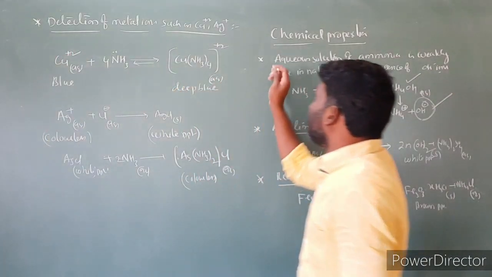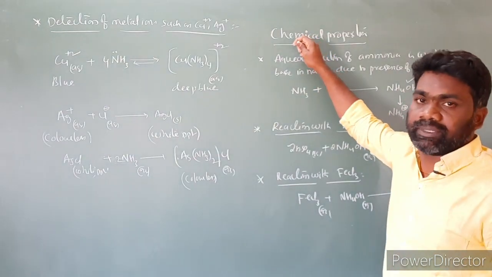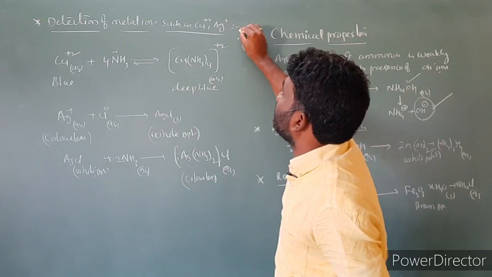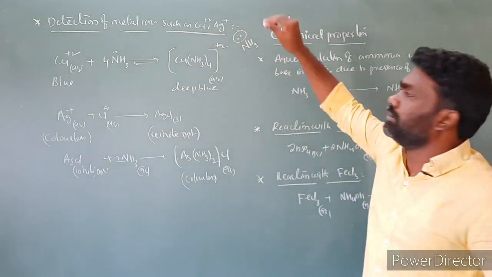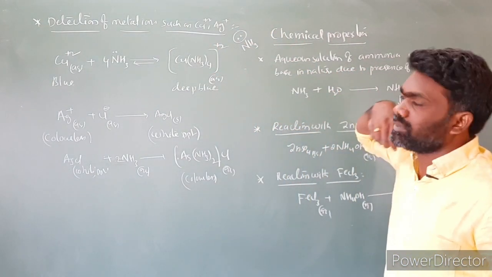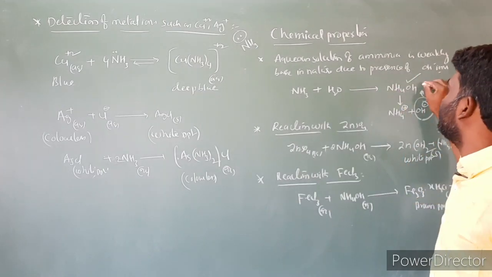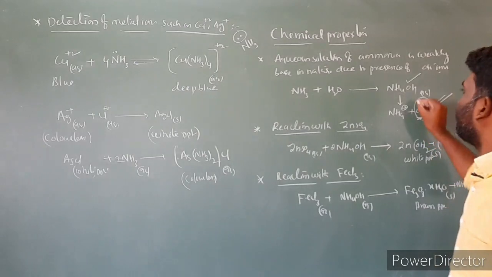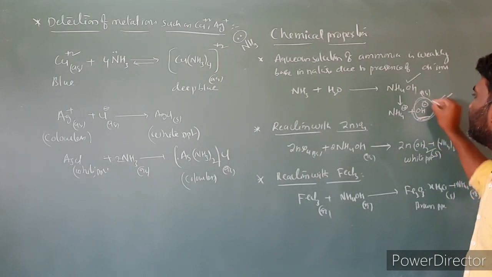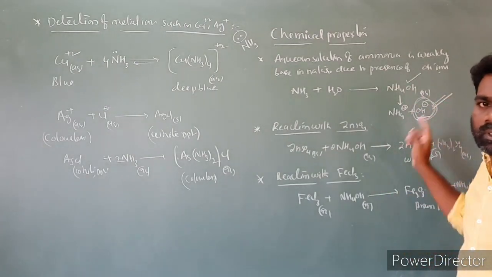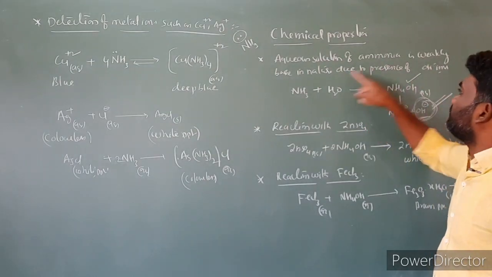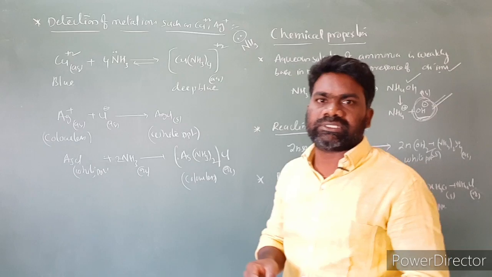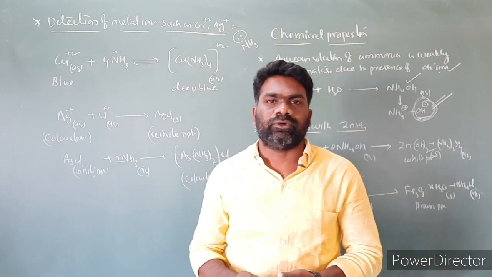In the chemical properties, ammonia can act as a base. Due to the presence of a lone pair of electrons upon the nitrogen, it can act as a Lewis base. In aqueous solution, ammonia exists in the form of ammonium hydroxide. Due to dissociation of ammonium hydroxide to OH-, the aqueous solution of ammonia is weakly basic in nature due to the presence of OH- ions. So these are the chemical properties of ammonia.